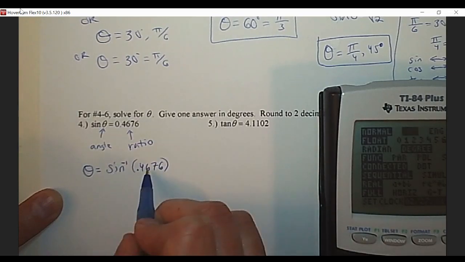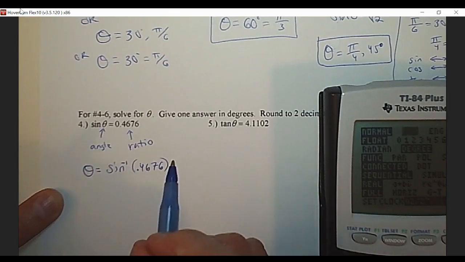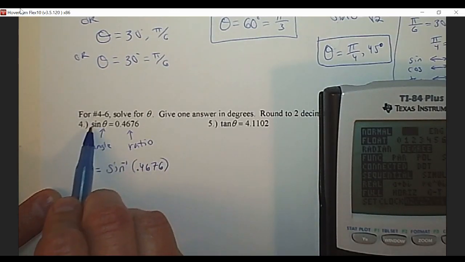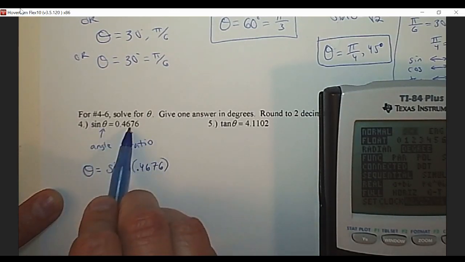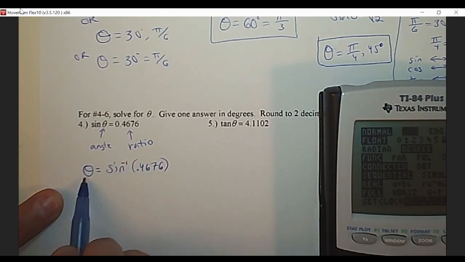Okay, so for the inverse, we're going to put the ratio in and get the angle out. And that should make sense because for inverses, your outputs and inputs switch. So for regular trig function, angle goes in, ratio comes out. For the inverse, you're going to put the ratio in. It's going to give you the angle.